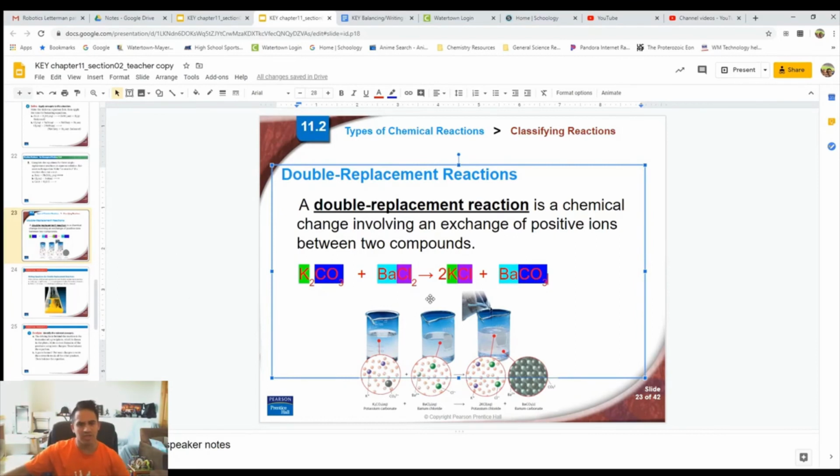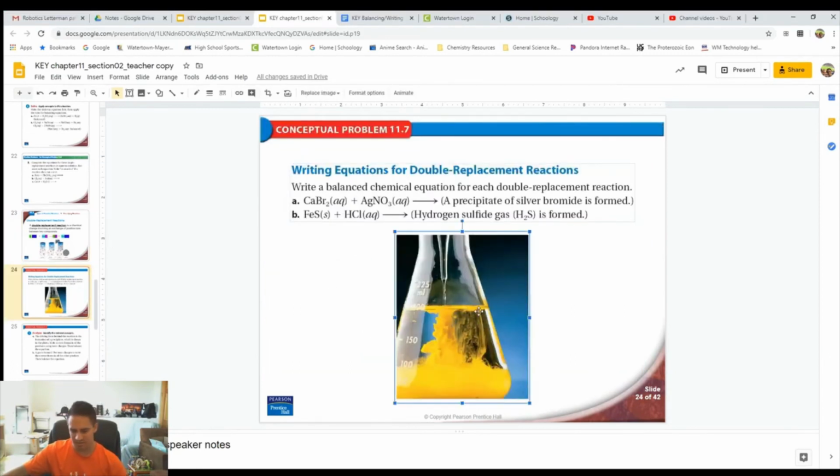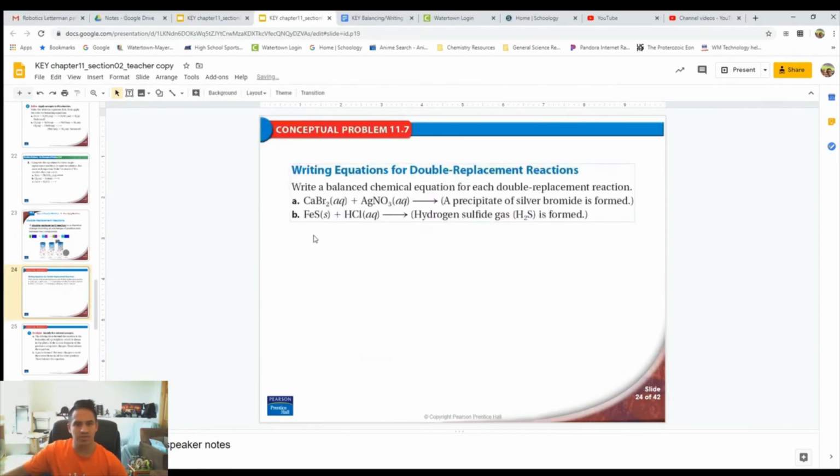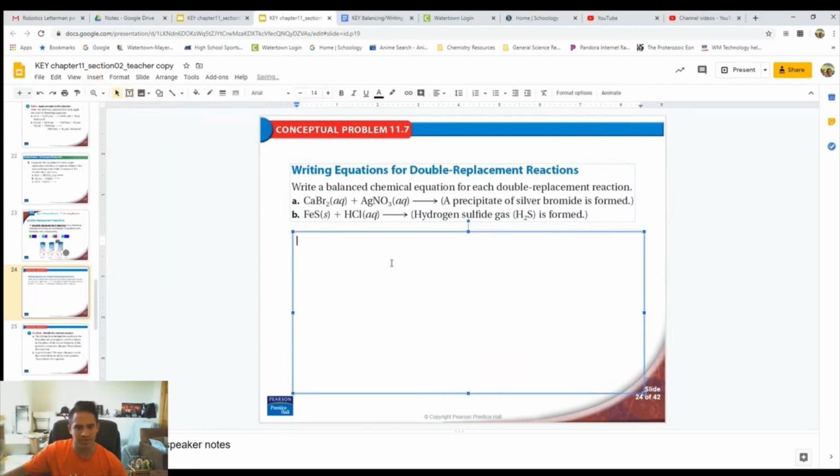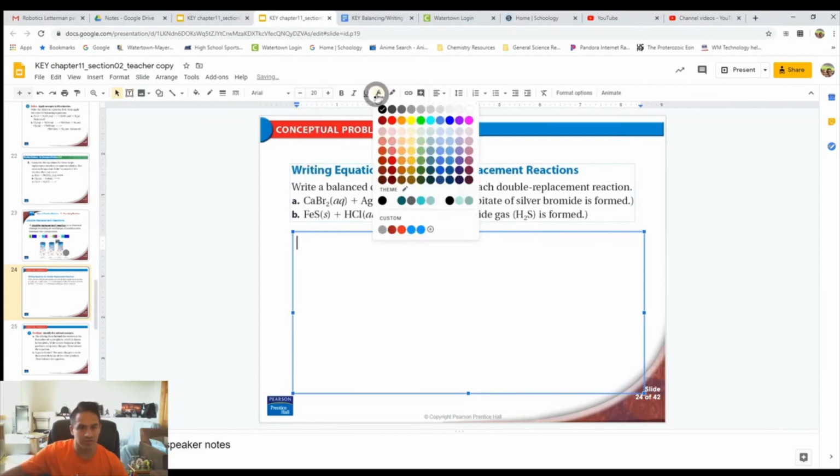Pretty simple. The main thing is that when they swap, you do have to rewrite the chemical formulas, and you have to remember the charges. So I'll show you what I'm talking about in this example. They want us to write the balanced chemical equation for each of these double replacement reactions. So it's going to make a text box here, and let's make our font the right size.